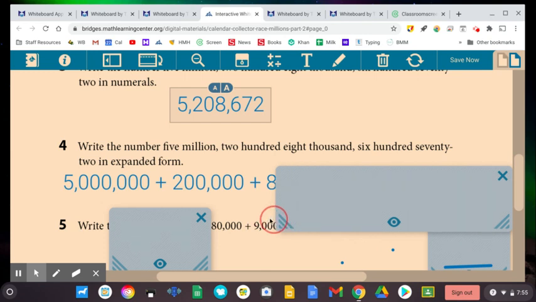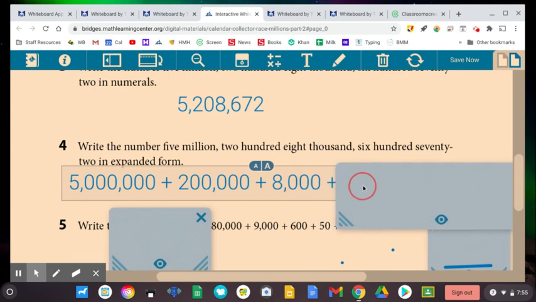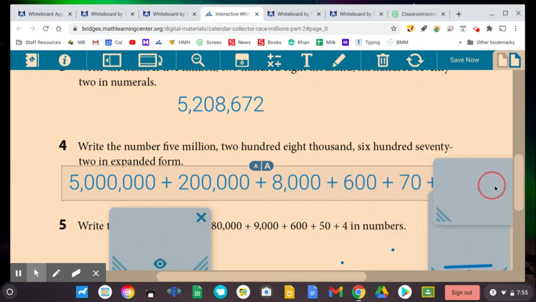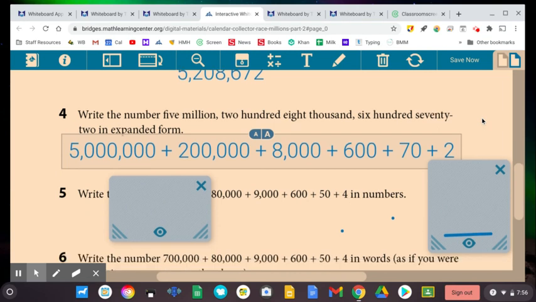I made a mistake earlier. I got to fix this. There, it's fixed now. So now it looks like 8,000. Now we're moving on to the last family with the 672. There's our 600. There is the 70. And there is the 2. I'm going to get rid of the shade. Okay.